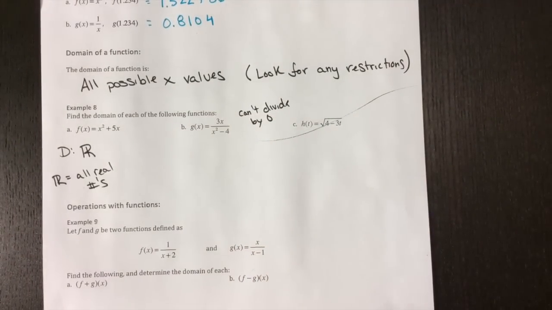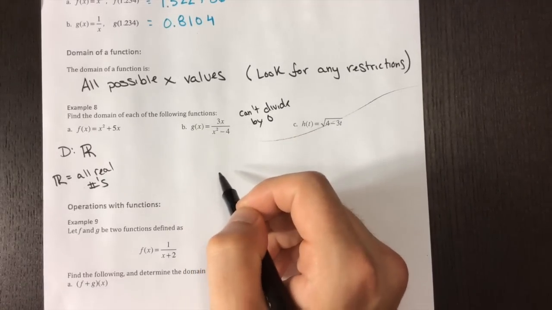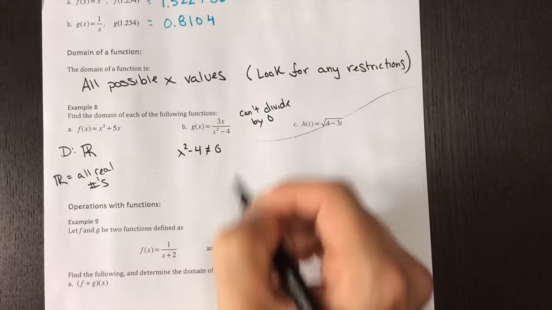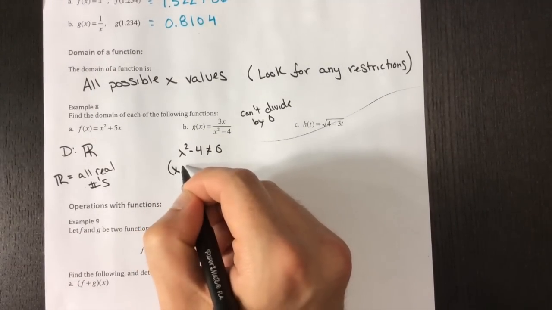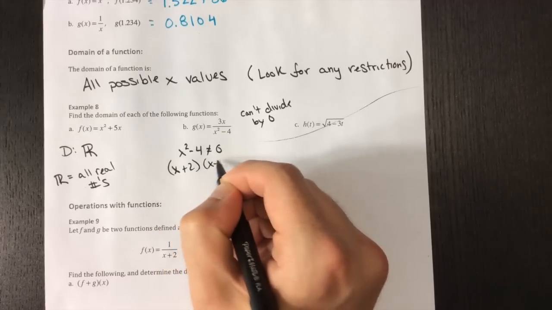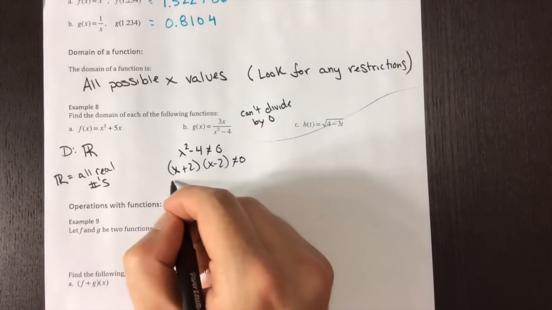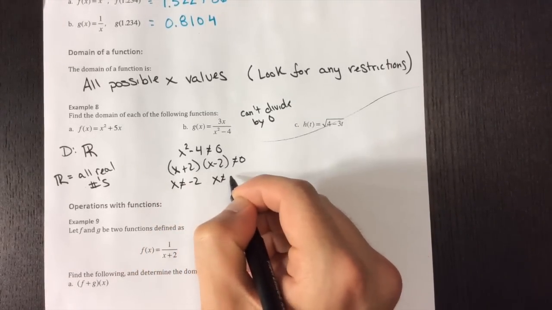Because we can't divide by 0, with this fraction, we don't want 0 in the denominator. So we don't want this to be equal to 0. Well, that's x plus 2, x minus 2, not equal to 0. So x cannot equal negative 2, and x cannot equal 2.